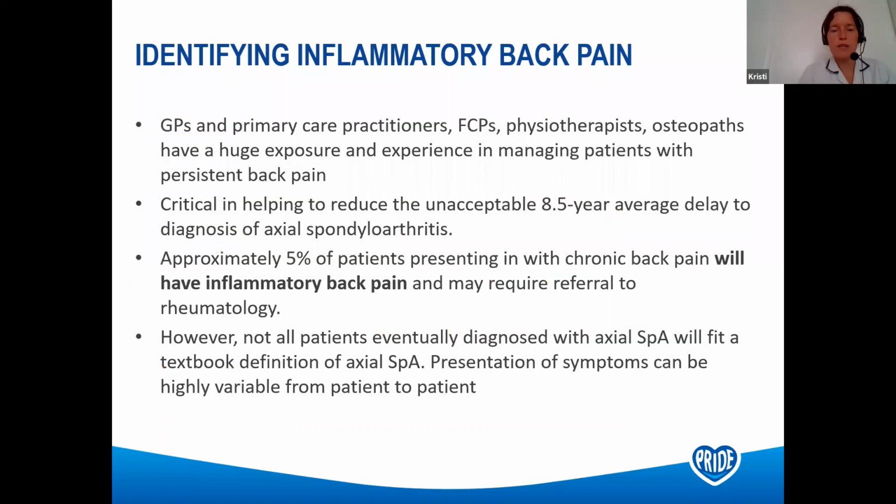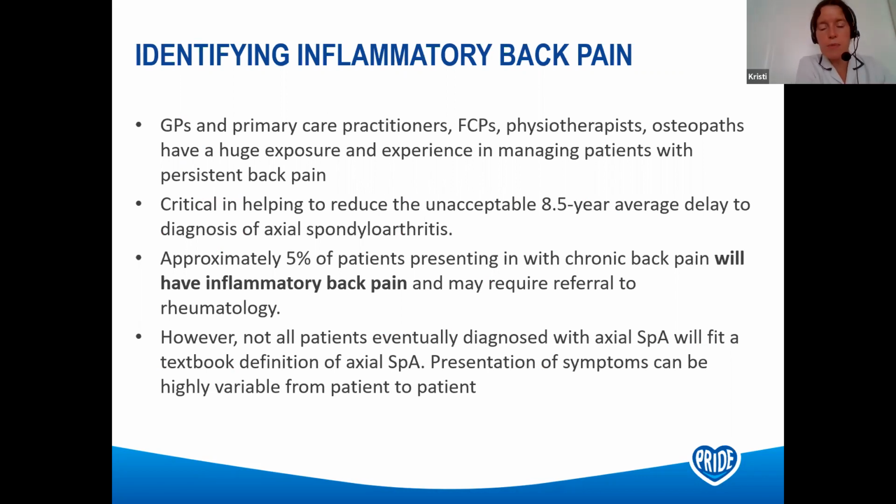So I'm moving on. Identifying inflammatory back pain. GPs, primary care practitioners, FCPs, physios, osteopaths, you have a huge exposure and experience in managing patients with persistent back pain, and you're critical in helping to reduce this unacceptable 8.5-year average delay to diagnosis. So yeah, you heard that right.